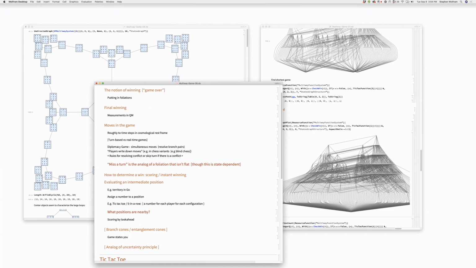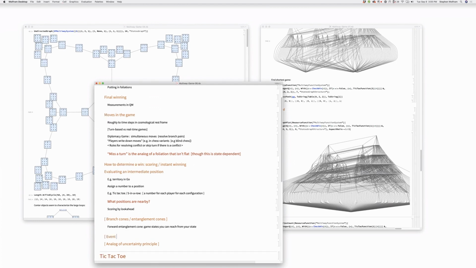The forward entanglement cone is the game states you can reach from your state. So, for example, an event horizon in the game defines a class that breaks the state space up into states you can never reach. Makes sense? Is that right? Mm-hmm.